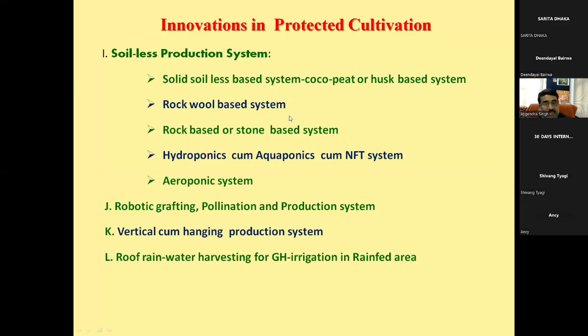soilless cultivation. And other innovations like the robotic gravity pollination production system, vertical cum hanging production system, and roof rainwater harvesting, GI irrigation, for rain-fed areas. So these are the new innovations now coming. The government of India is very focused on vertical farming and robotic farming, grafting, pollination. These are the requirements. And nowadays coming is inside of the polyhouse cultivation and greenhouse cultivation.